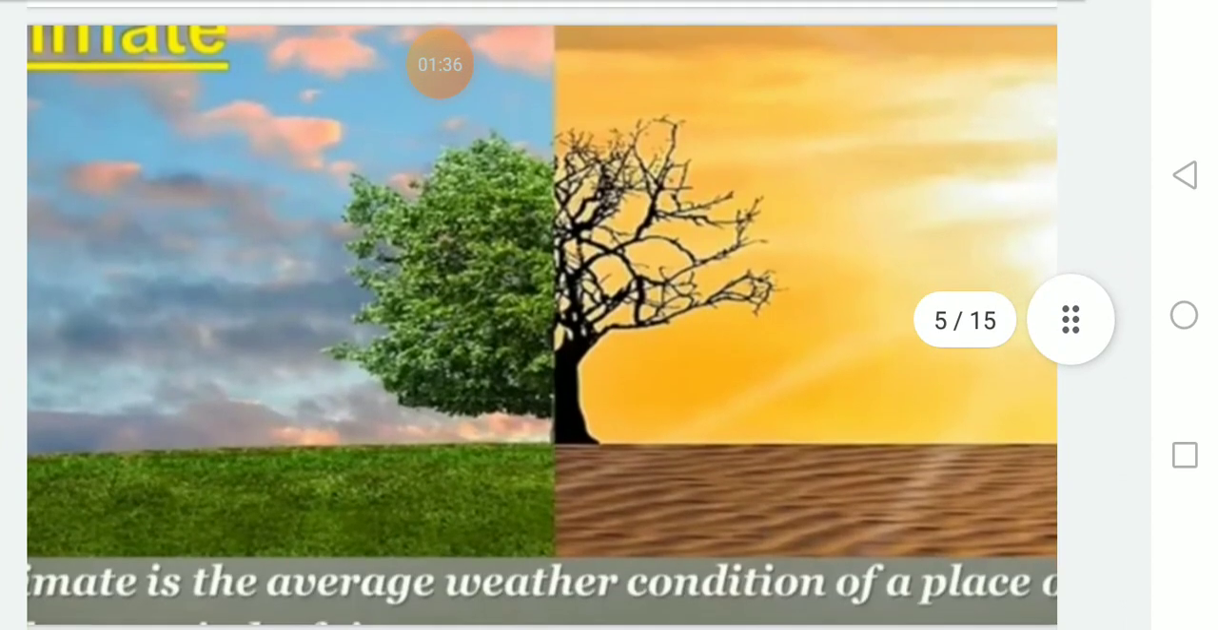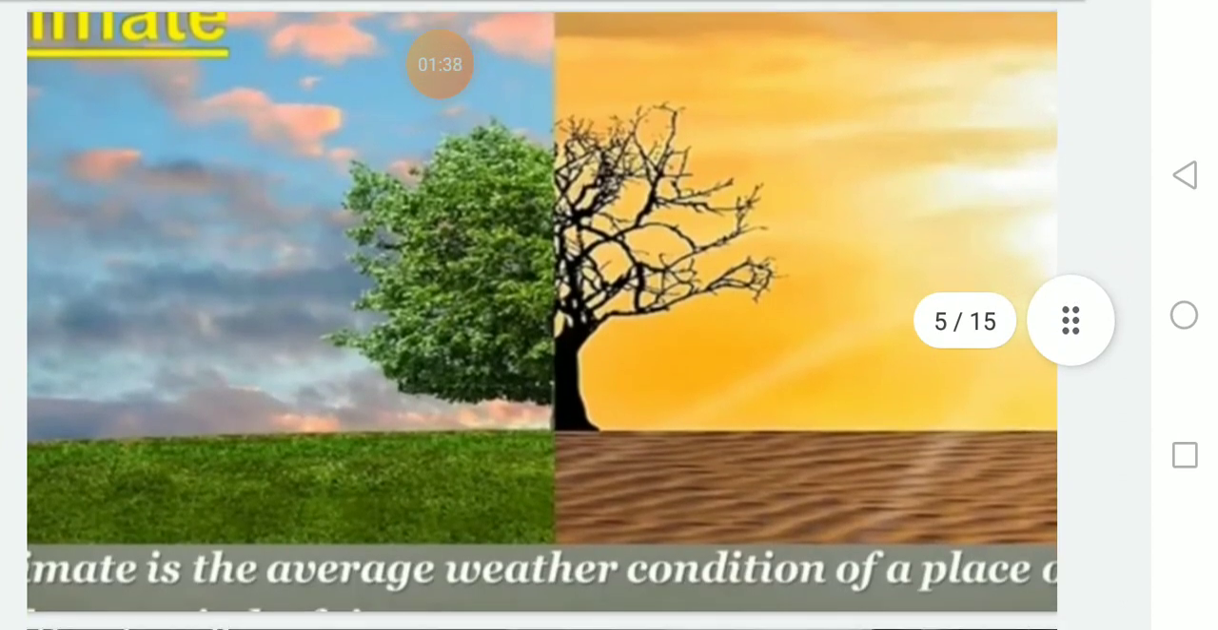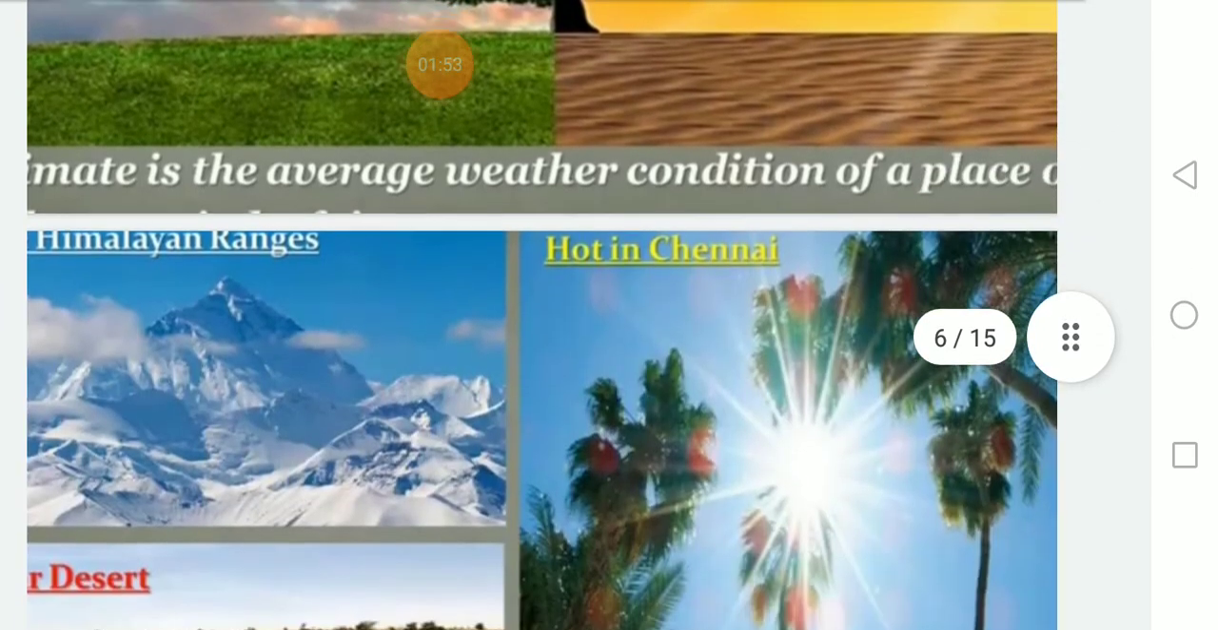So what is the climate? Climate is the average weather condition of a place over a long period of time. Climate is the weather condition of a place that determines the coldness or hotness of a place.